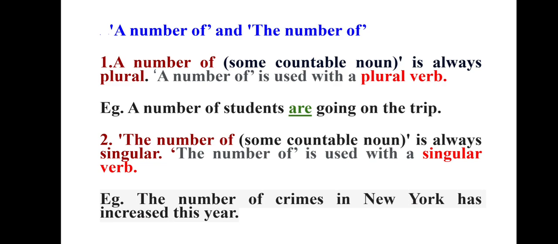Now the, of course, is singular. The number of some countable noun is always singular. The number of is used with a singular verb. You just have to take care. The number of crimes in New York has increased this year. Has is a singular verb. So please keep in mind, in a number of, a is singular but will be followed by a plural verb. This way you can remember. And the number is singular. If a number is plural, the number is singular. So please take care when you use such phrases, right?